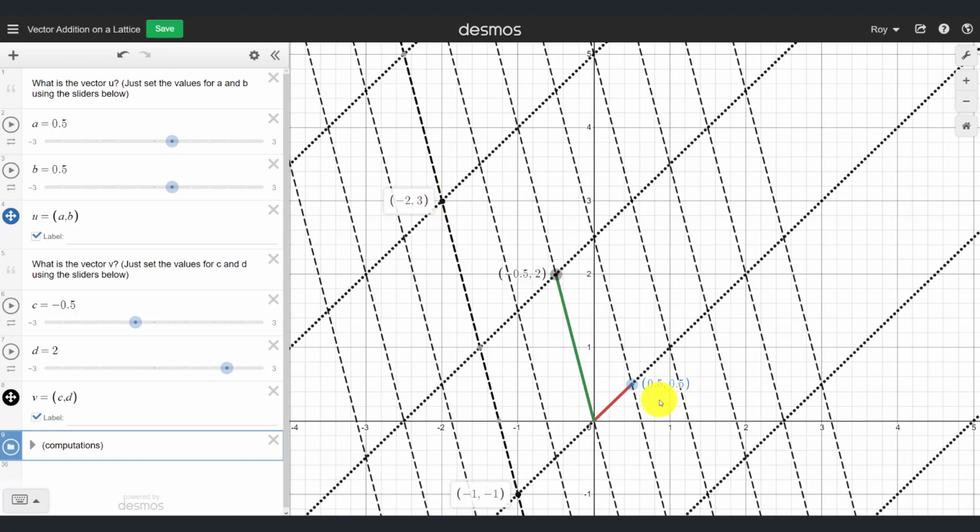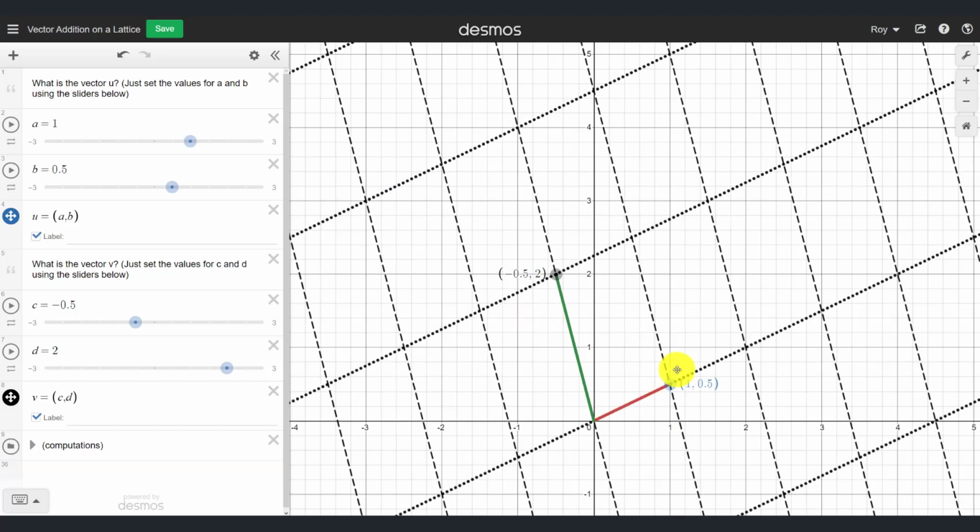That's the resultant vector, is what we'd call that, of that linear combination. The whole point here is that no matter what, you can get to any point in this space by using a linear combination of those two vectors.